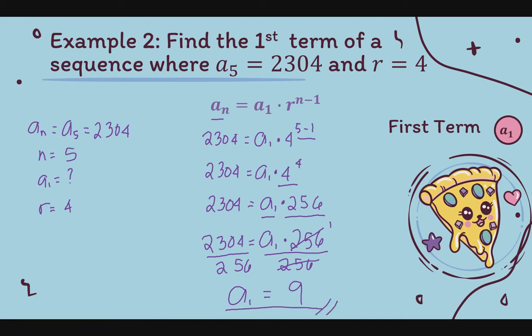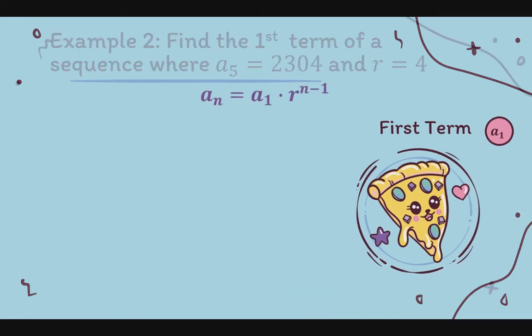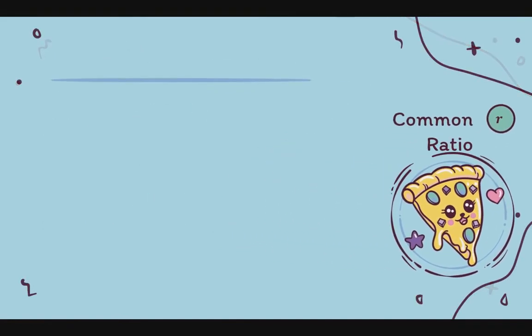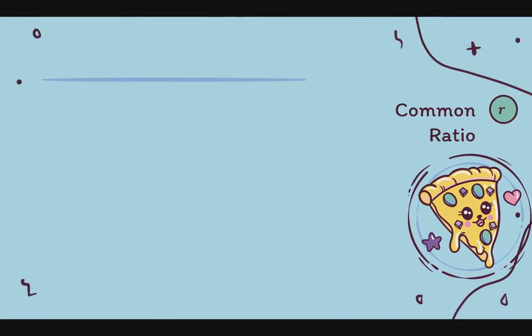Okay. Now, nagamit na natin ang ating general formula sa paghanap ng missing term or last term at sa first term. Ngayon, gamitin naman natin to sa paghahanap ng common ratio. Ngayon, class, balikan natin yung ating day 15 video. Sa day 15 video natin, it's about geometric means.